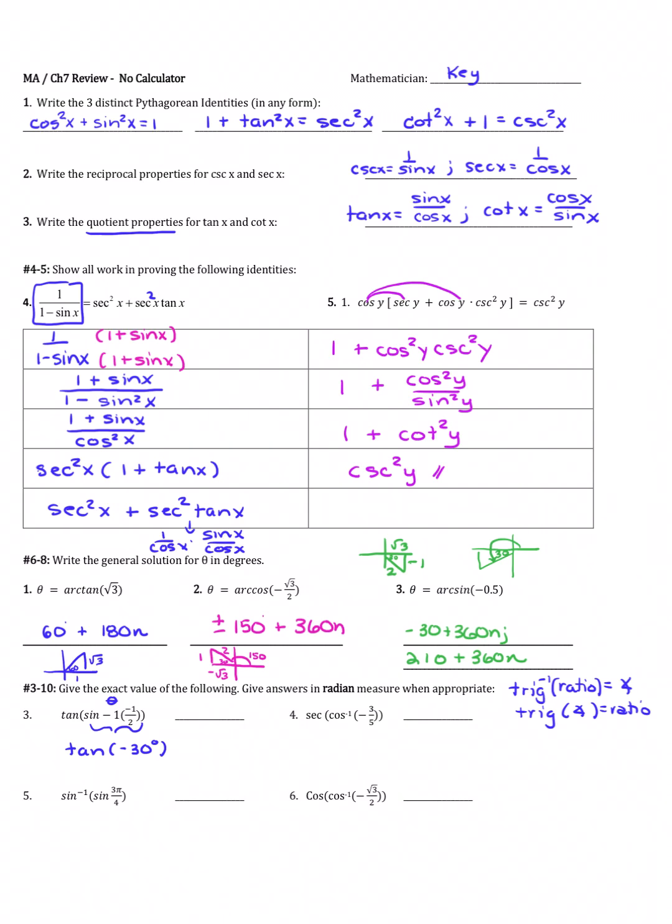And tangent of negative 30, if you're not sure, you can draw the triangle. That would be negative 1, 2, rad 3. So then the answer would be negative 1 over rad 3, opposite over adjacent for tangent.